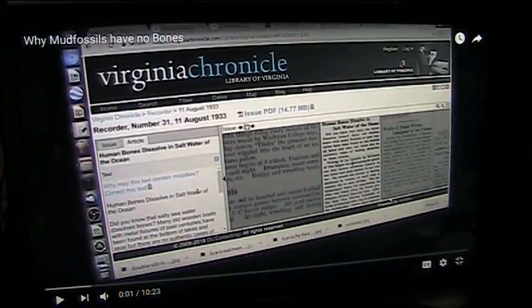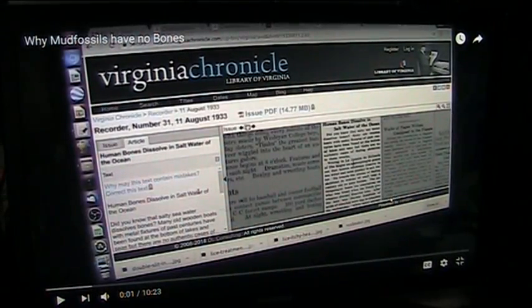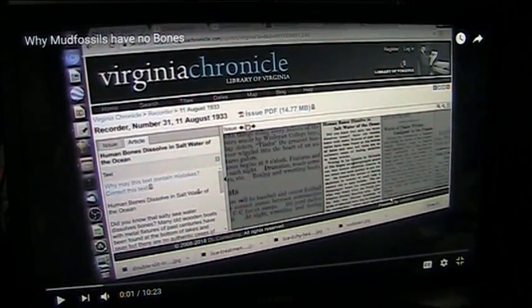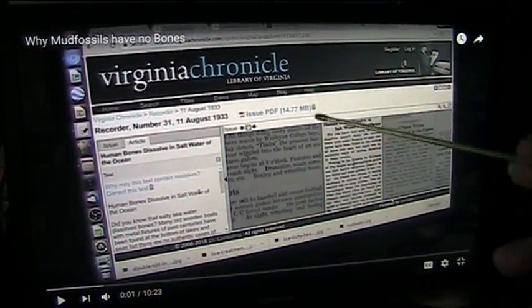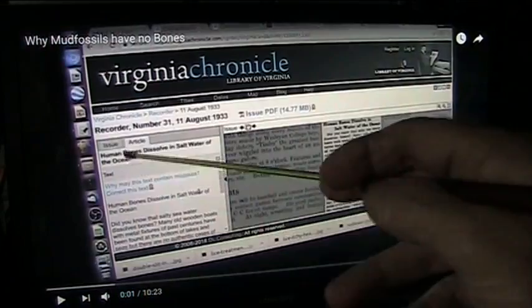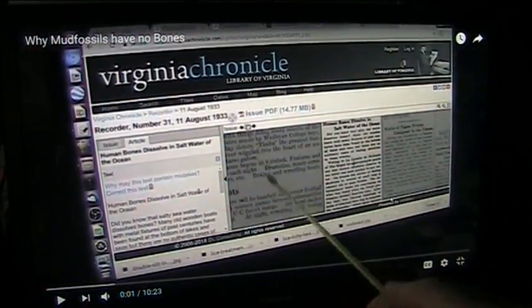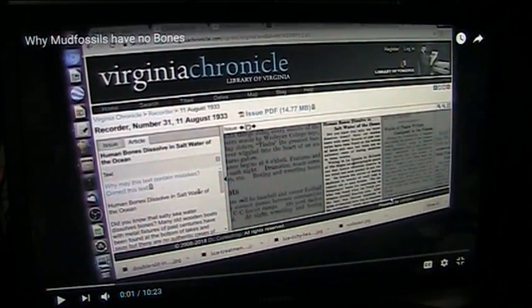It's Roger once again, Mudfossil University, trying to explain the process of mud fossilization and why certain things preserve and other things do not. Now, I did a recent video called Why Mud Fossils Have No Bones. The Virginia Chronicle, Library of Virginia, number 31, 11th of August 1933, explains there's never been bones found in saltwater wrecks. And I mean, I've seen this everywhere.